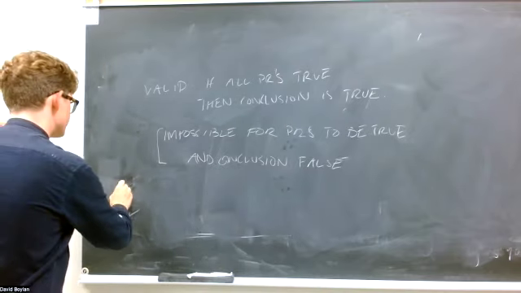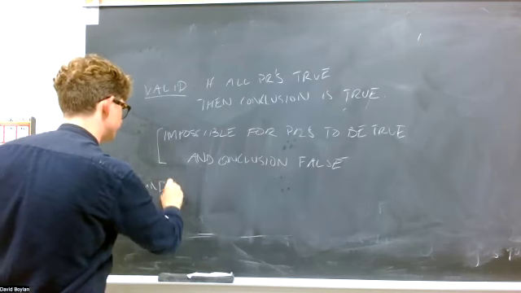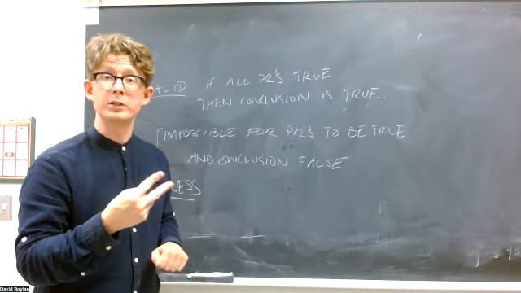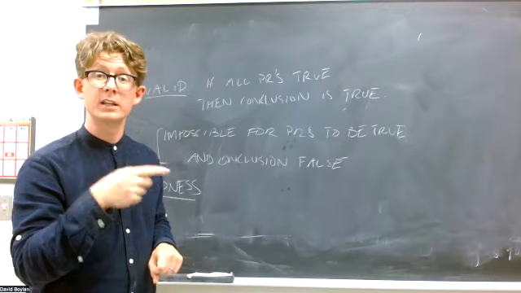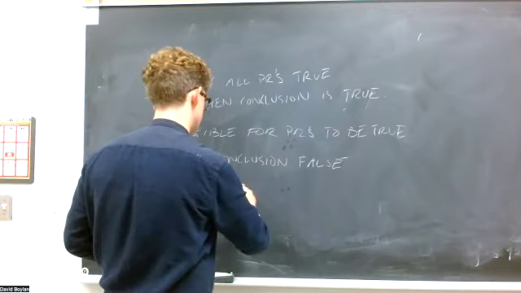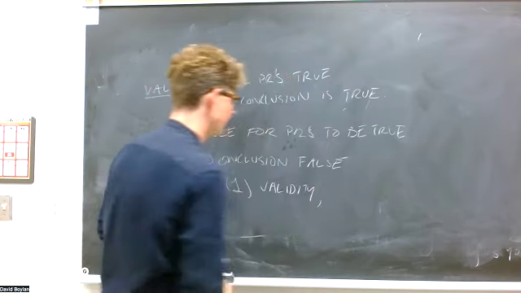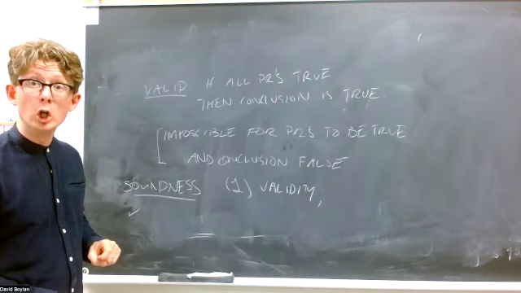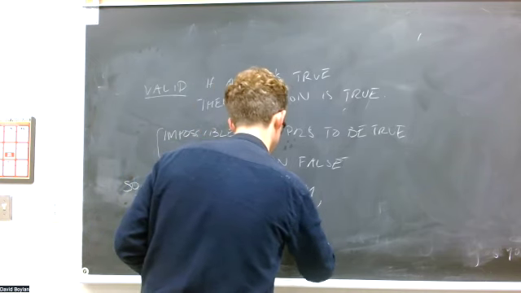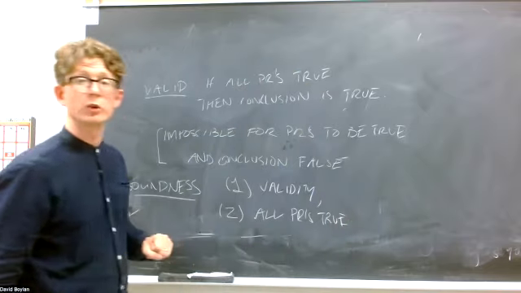So let's think about the definition of soundness then. So that's validity. What about soundness? We said that soundness has two different ingredients. One ingredient is validity. So to be sound, you have to be valid. But the other ingredient is that all of the premises have to be true. That's what it means for it to be sound.